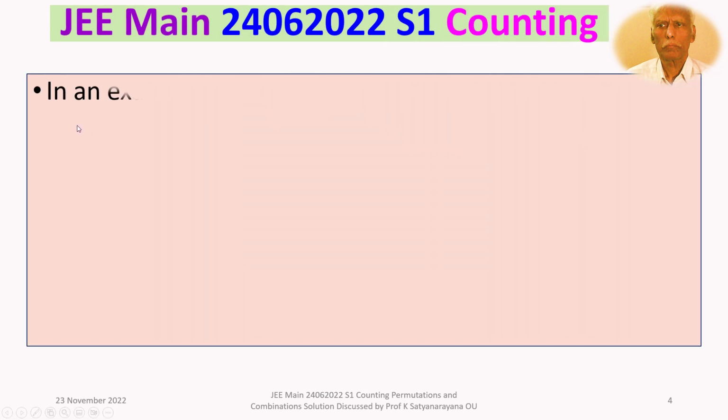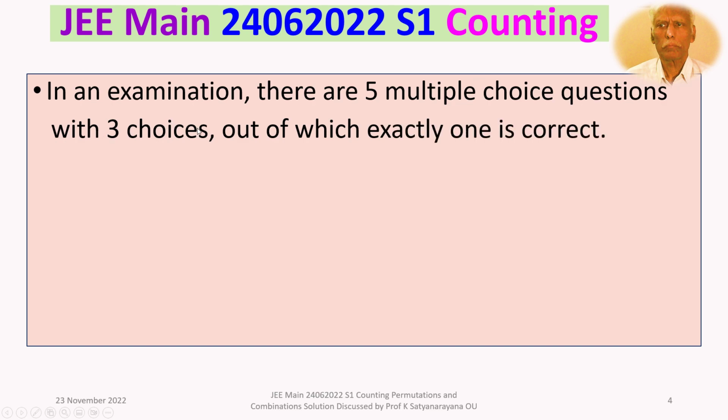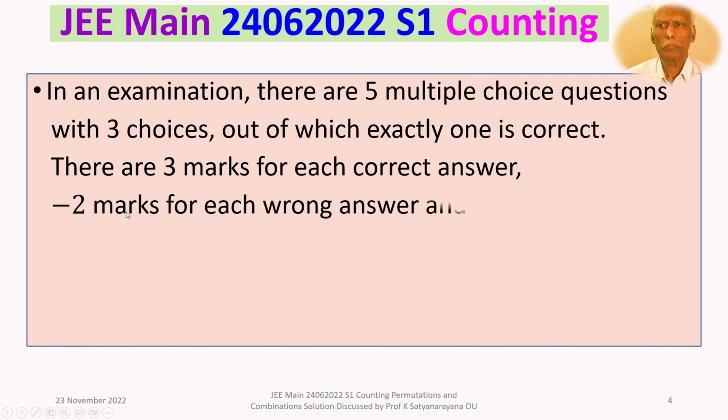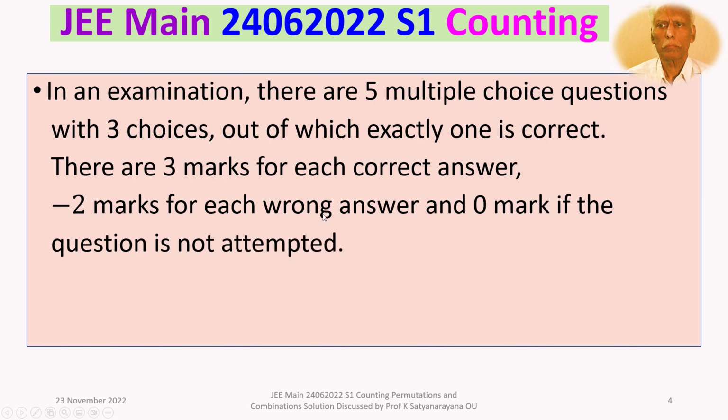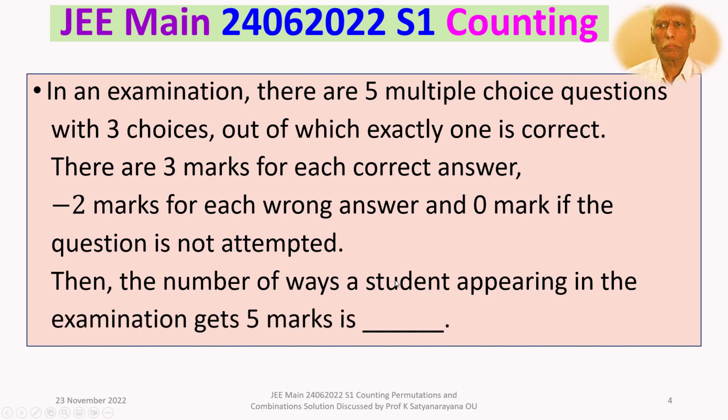The problem is, in an examination, there are 5 multiple choice questions with 3 choices, out of which exactly 1 is correct. There are 3 marks for each correct answer and -2 marks for each wrong answer and 0 mark if the question is not attempted. Then the number of ways a student appearing in the examination gets 5 marks is.